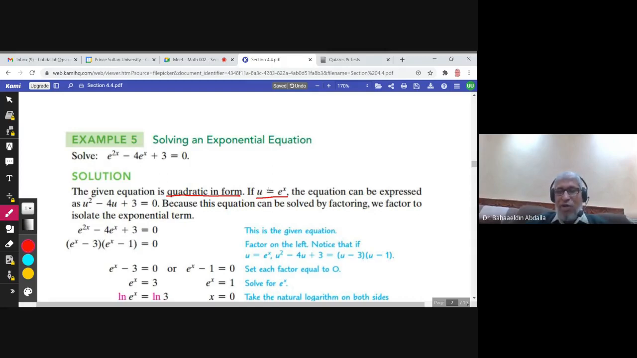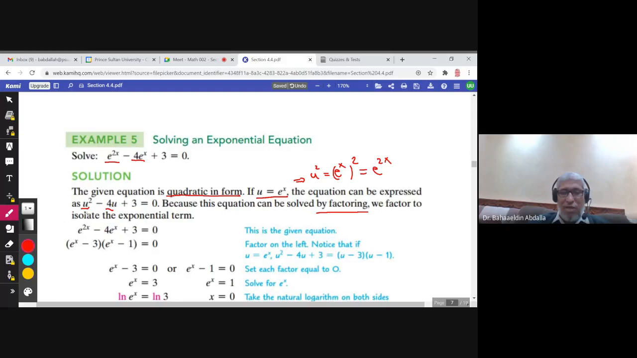If you take u equals e to the power x and square both sides, then u squared would be e to the power x to the power 2, and we said we multiply the powers, so it would be 2x. So e to the power 2x would be u squared, minus 4 times e to the power x, which is u, plus 3 equals 0. And now we have a quadratic equation. We can solve it by factoring.